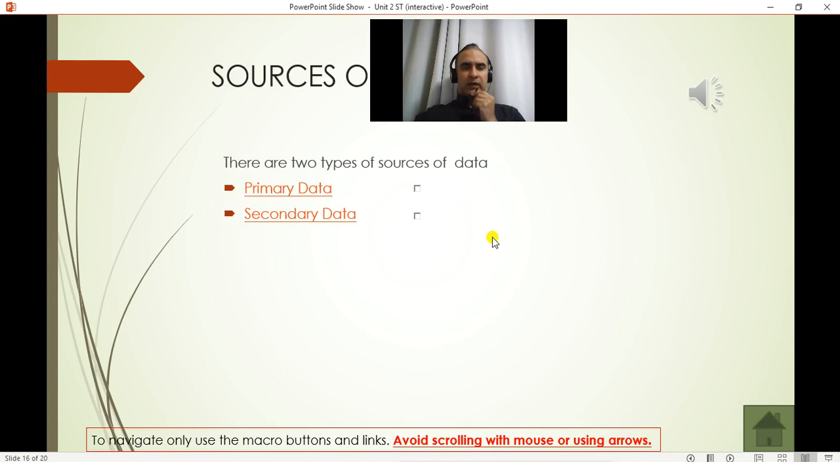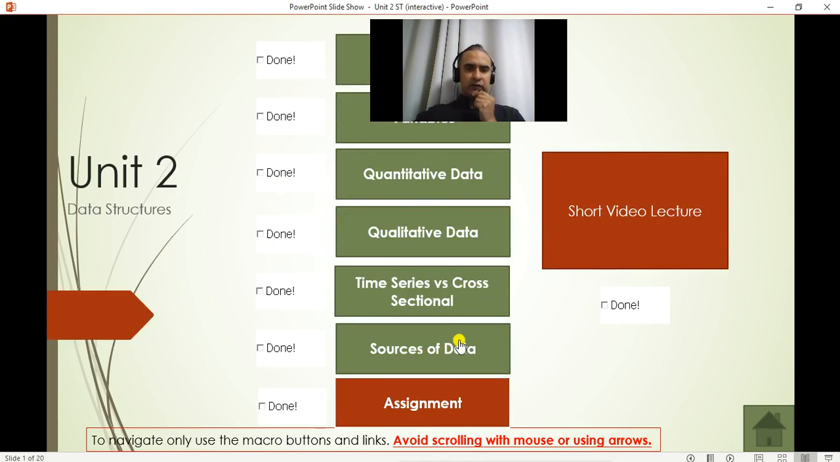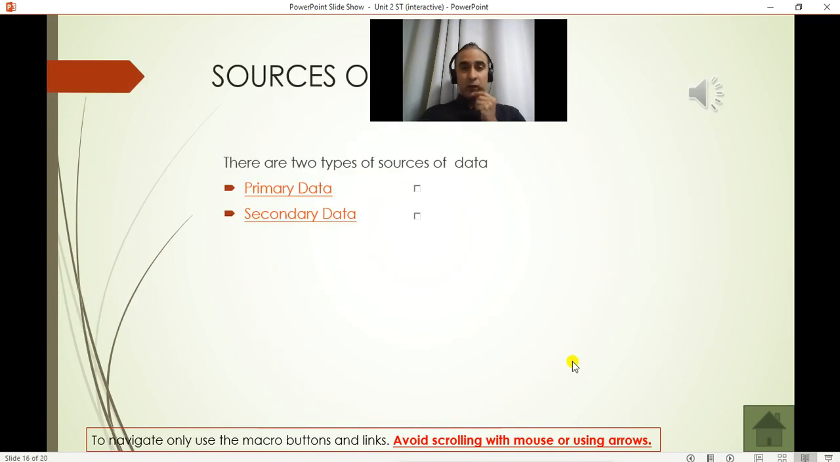Okay, and then after that we're gonna go and look into the sources of data. Where do we collect that information from? So sorry, it was sources of data. I jumped very quickly, but I'm gonna go back. So the sources of data, that means where do we get the information from? So first of all, we look to primary data. And what is the primary data?